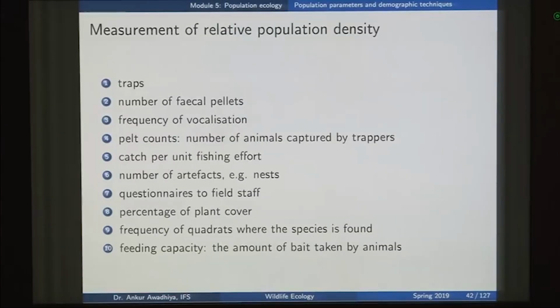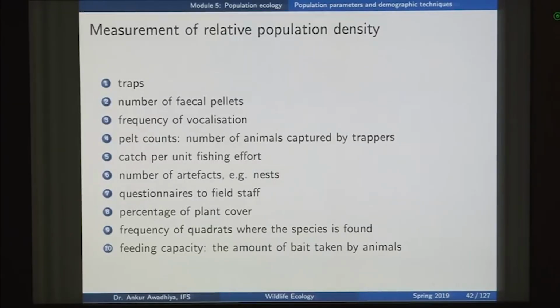So the area that has 1000 calls of tiger has probably many more tigers as compared to the area that has 10 calls of tigers. Or things such as pelt counts or skin counts that are used by trappers, or catch per unit fishing effort. So you put a net in one pond and you are able to catch 10 fishes. You put the same net in another pond and in the same time period you are able to catch say 70 fishes. So the 70 fishes pond is having more fishes. So these are the ways in which we are able to estimate the relative population density.